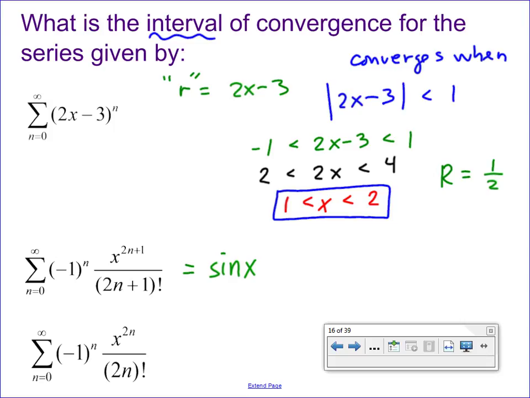It turns out that this converges for all x. So the interval of convergence will be negative infinity to infinity. That's pretty cool.